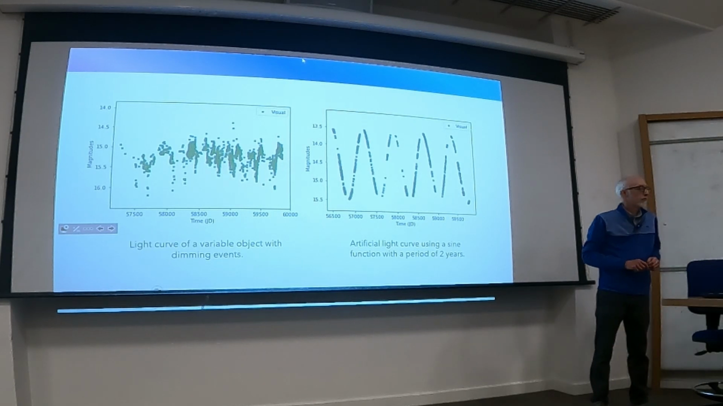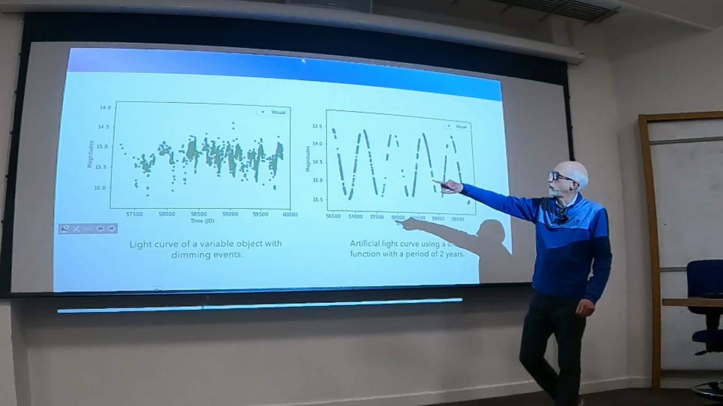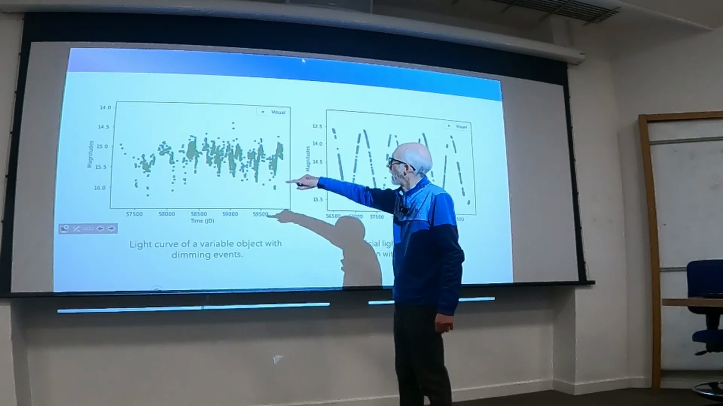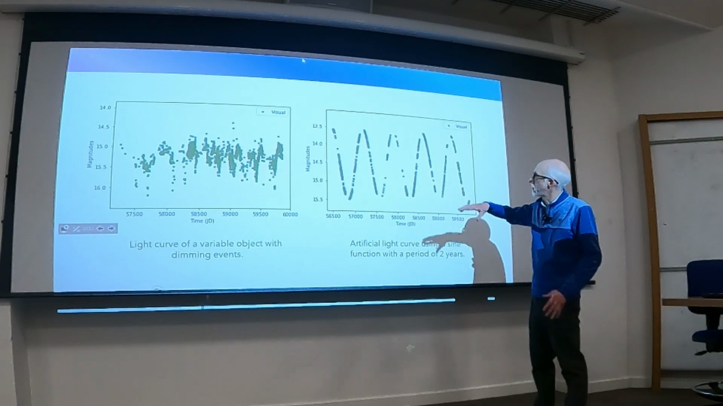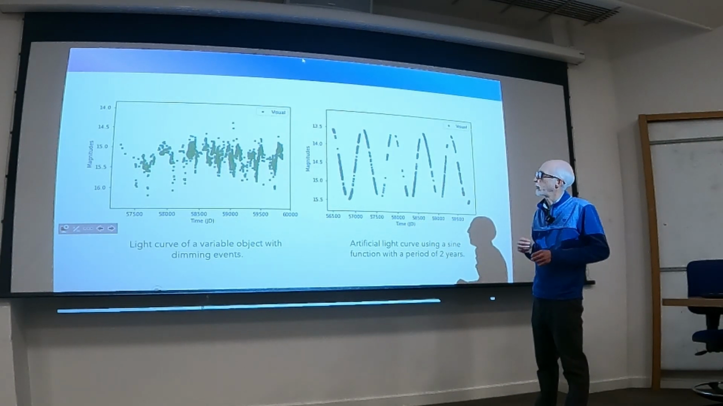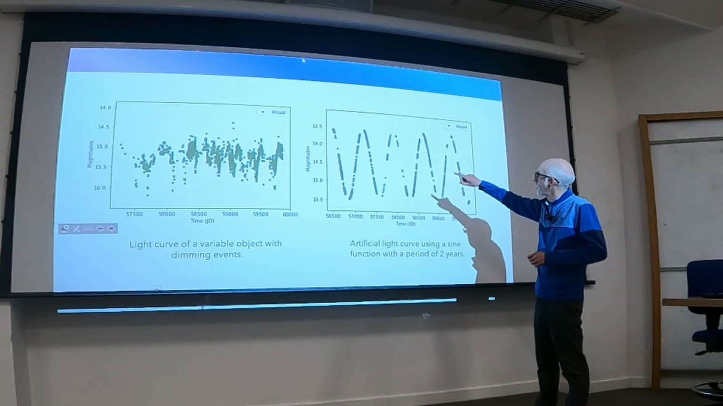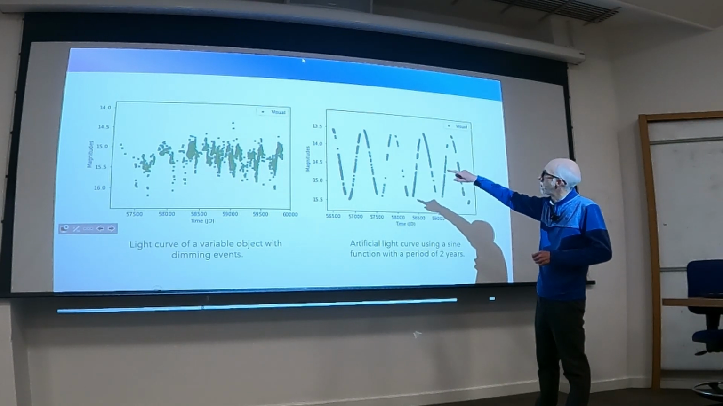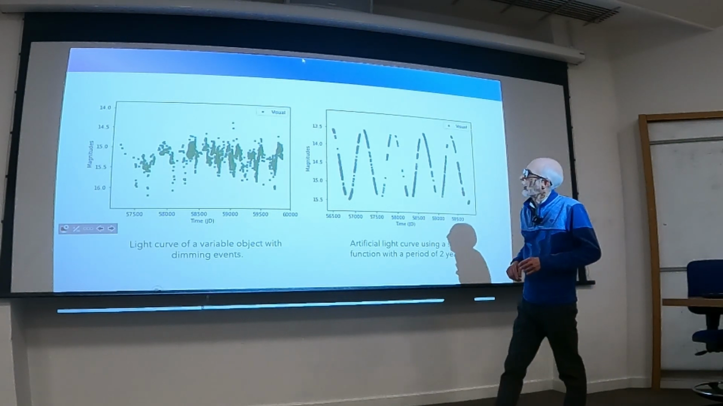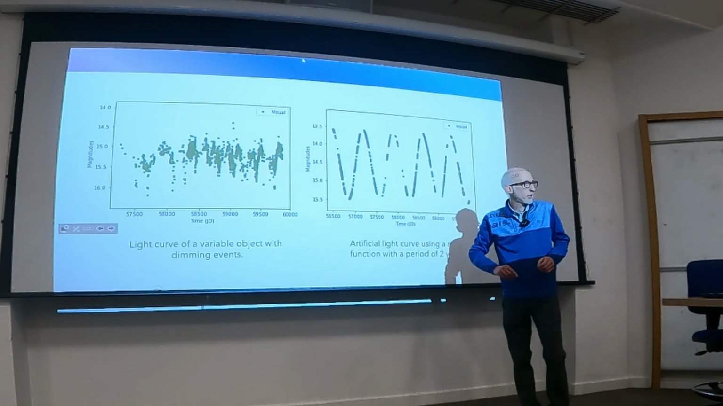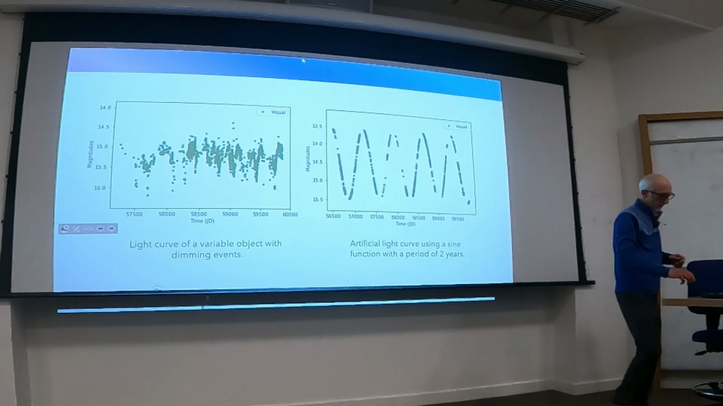So what is a light curve? This is a real light curve from an object that's observed, and this is an artificial one. Now, to test the method of clustering, we wanted to make a light curve that's as unrealistic as possible, because YSOs, they never take this form. There are some stars that do, but YSOs don't. So this is what we decided to put into the algorithm.